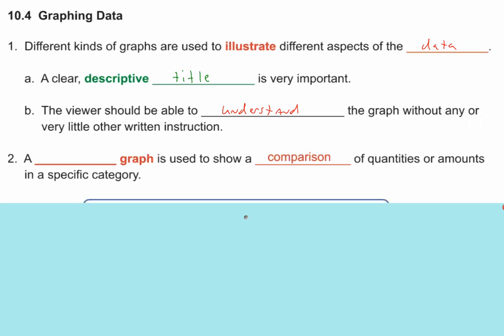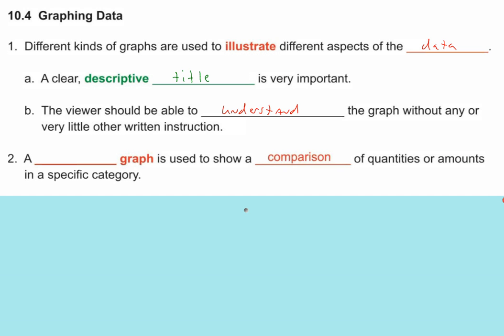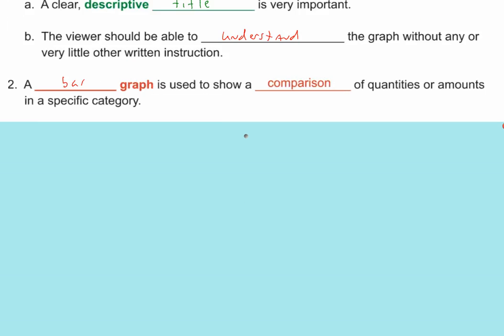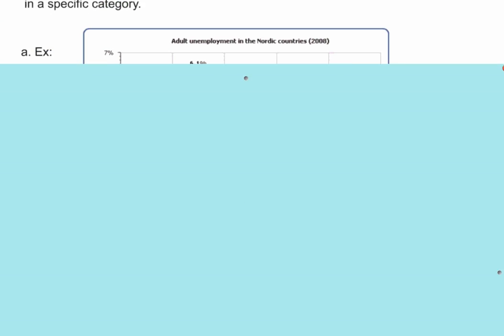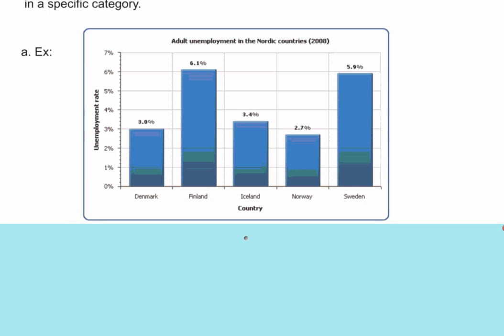All right, number 2. A bar graph, first kind of graph we're going to talk about, is used to show a comparison of quantities or amounts in a specific category. A comparison. So the idea of a bar graph is, by a quick glance, you get an idea of how things compare. The taller the bar, the more, right?